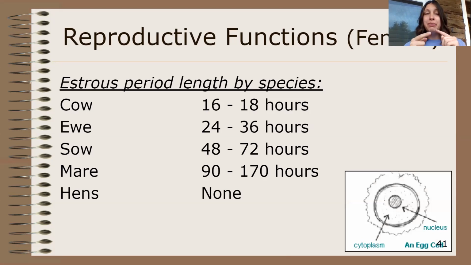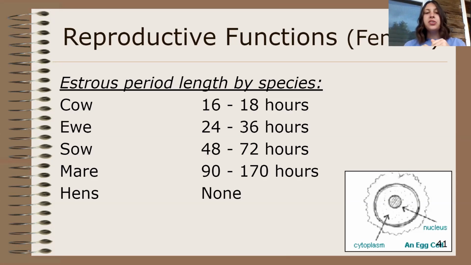Cows will only be in estrus, they will only allow others to breed them, 16 to 18 hours. You have less than a day to get a cow pregnant. It is very intensively managed to figure out when this cow is in estrus and she's ready to be bred. A ewe, a female sheep, is in estrus for 24 to 36 hours. So a little bit longer time. A sow, or a female pig, it's great. You got 2 to 3 days. That's wonderful. That's like a great time span.